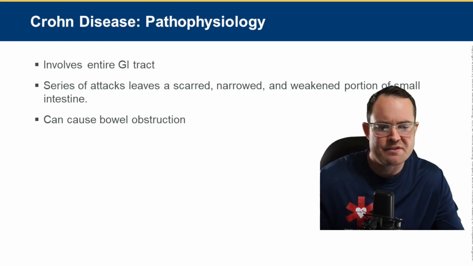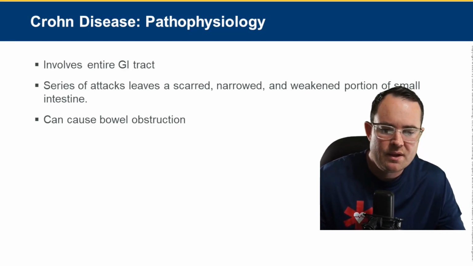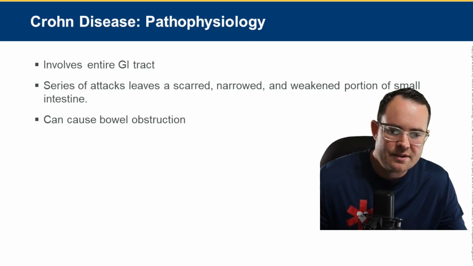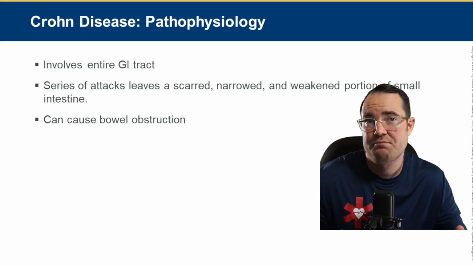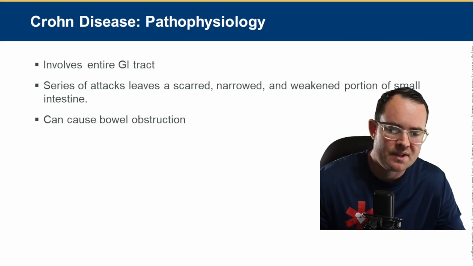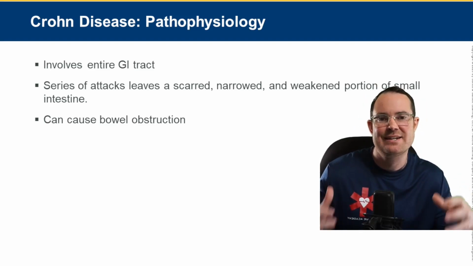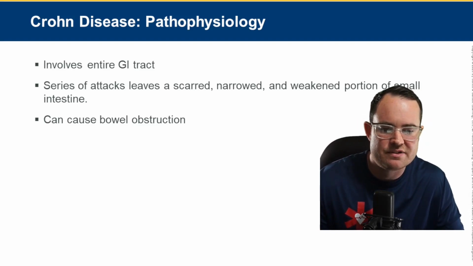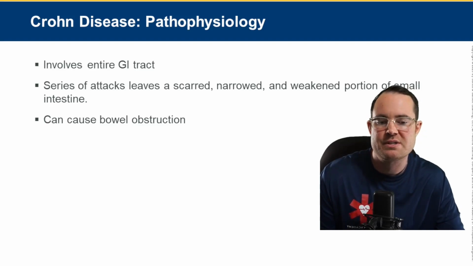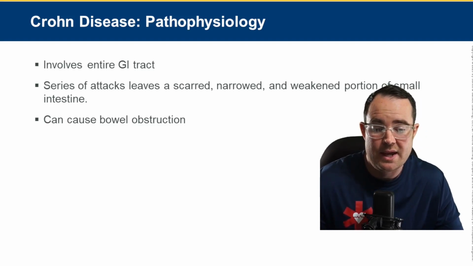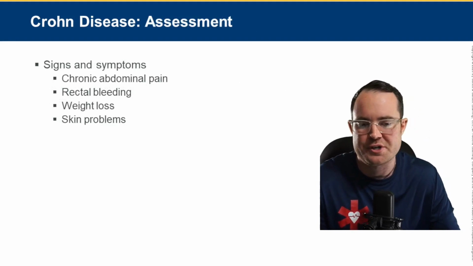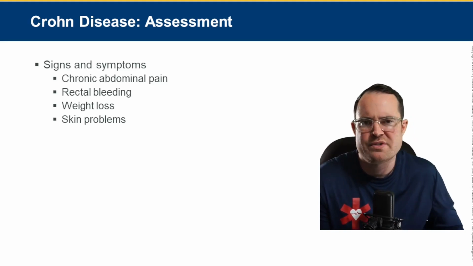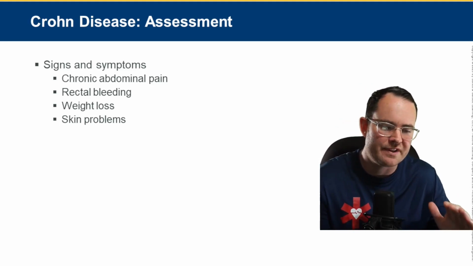Crohn's disease, a little bit different, even though it is dealing with the GI tract. Understand that Crohn's disease is actually an autoimmune disorder. Okay, remember your body's attacking its own cells, and in this case, in the GI tract. It says a series of attacks leave scarred, narrowed, or weakened portions of the small intestine, and this can lead to a bowel obstruction. People with Crohn's disease also have to have a very specific diet.